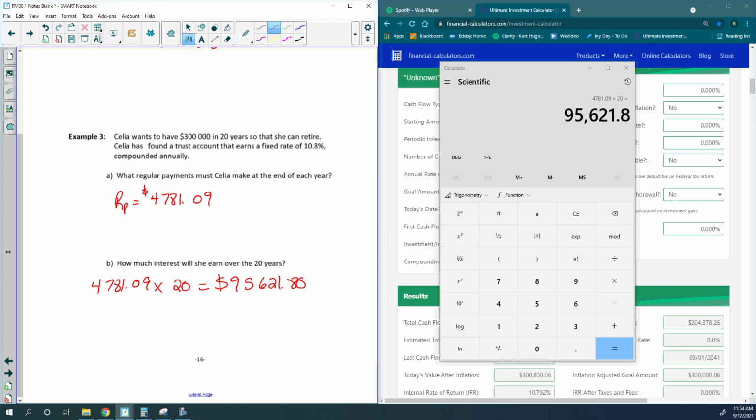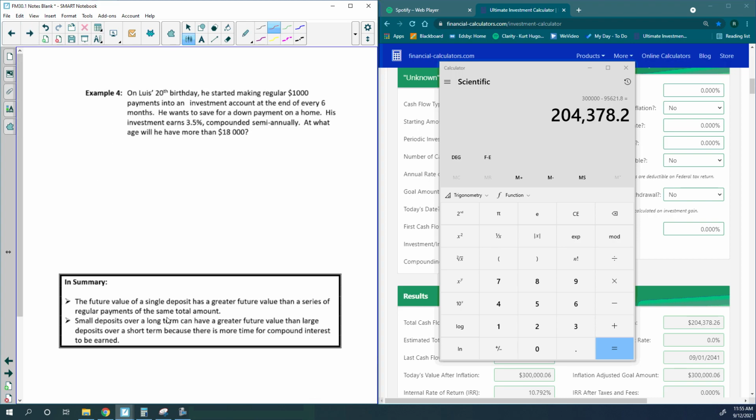So now we're going to take the amount of money she ended up with, the 300,000, and subtract the amount of money she put in, the $95,621.80. What's left over is going to be the amount of interest she's made. So we have 300,000 minus 95,621.80. And so we're left with $204,378.20. And example 3 is done.